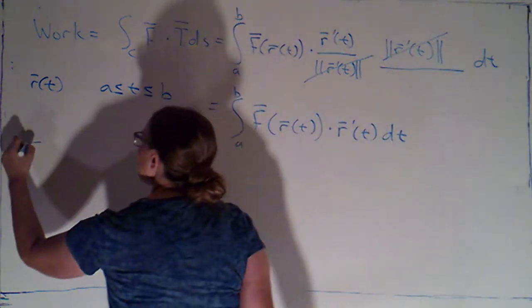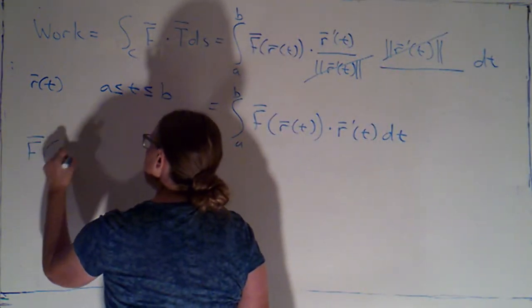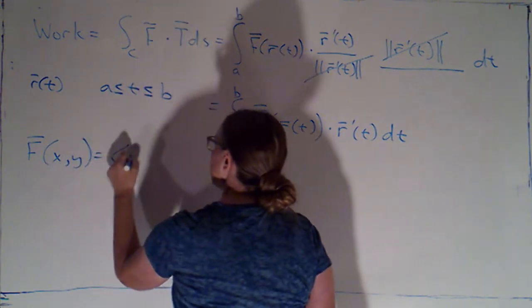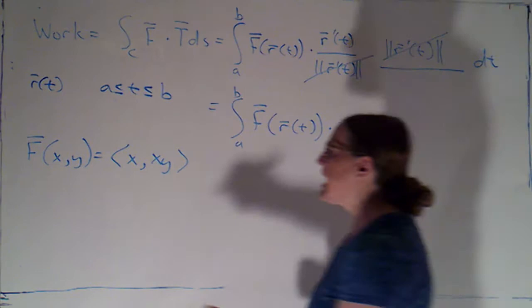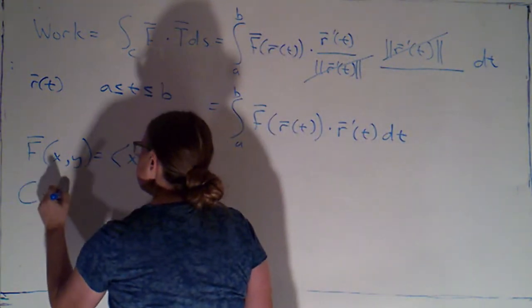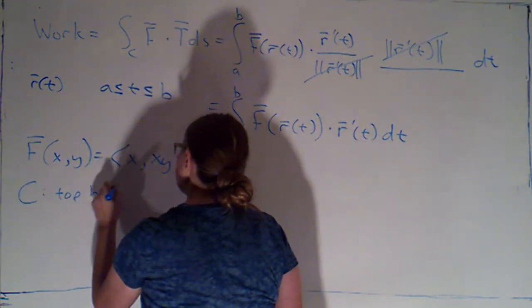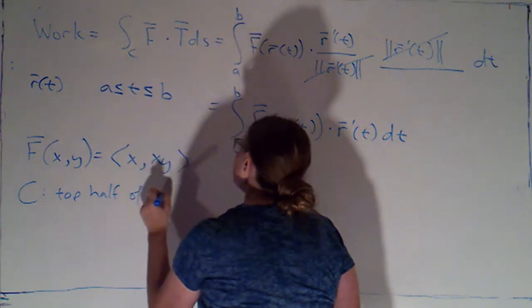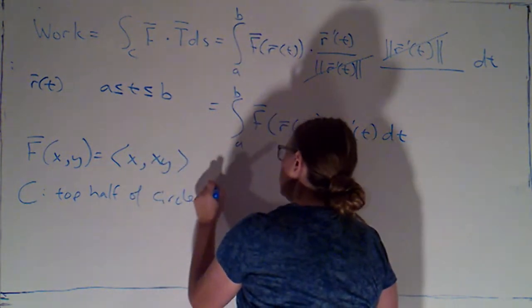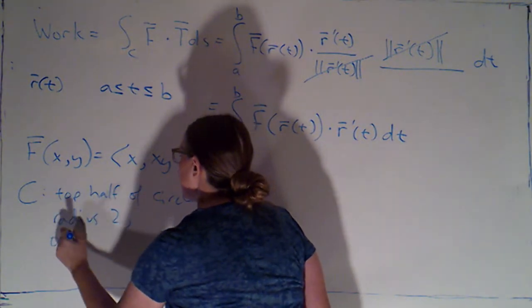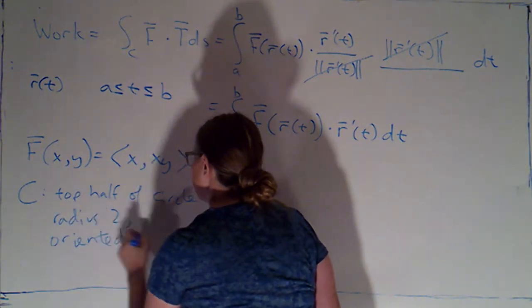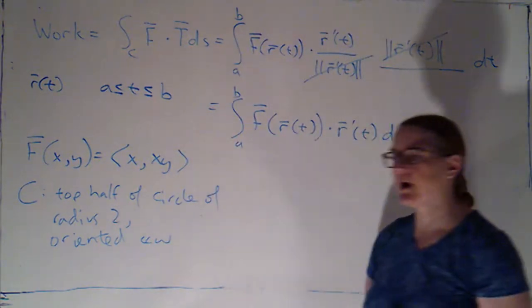So let's suppose we've got a force field in 2 space. Let's suppose it's x, x, y. Okay. And let's suppose that C is the top half of the circle of radius 2, oriented counterclockwise, CCW for counterclockwise.